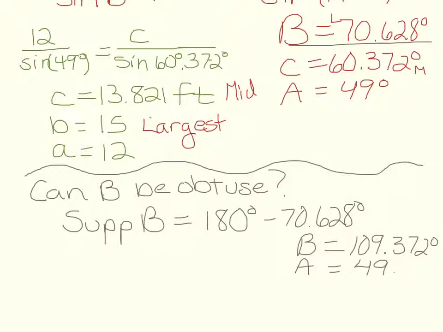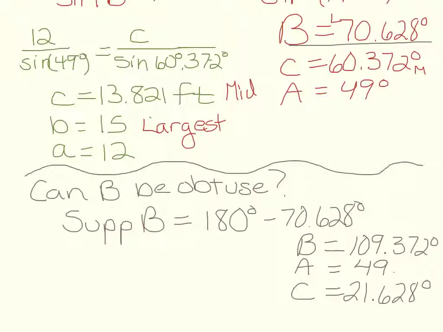And if that is all the case, then once we add A and B together and subtract from 180, we will find out that angle C would be 21.628 degrees, because they all have to equal 180. Okay, so I guess that could work, right?